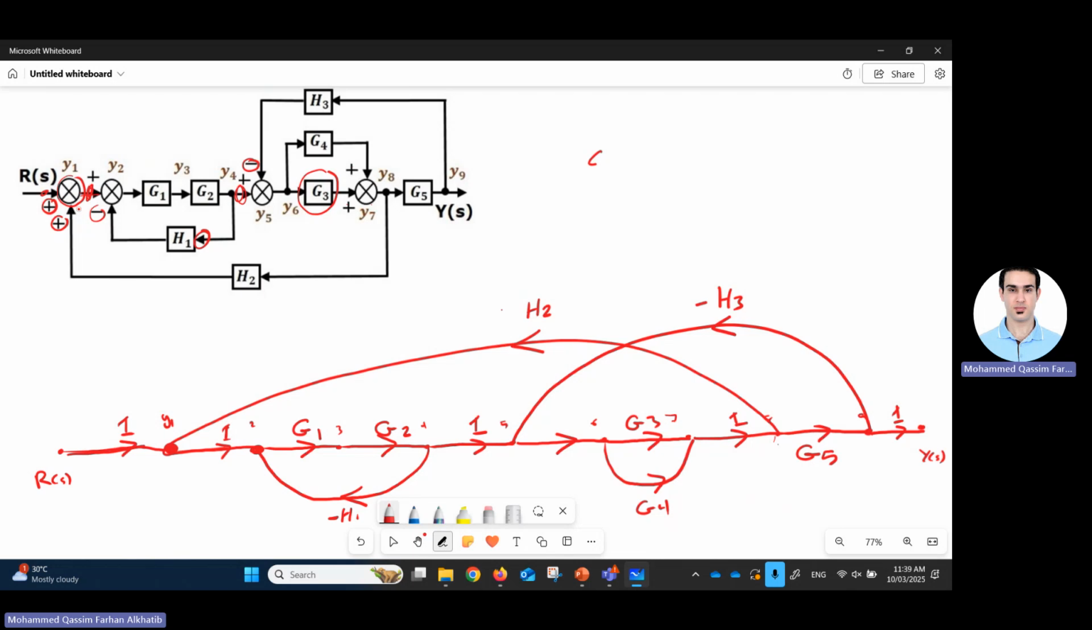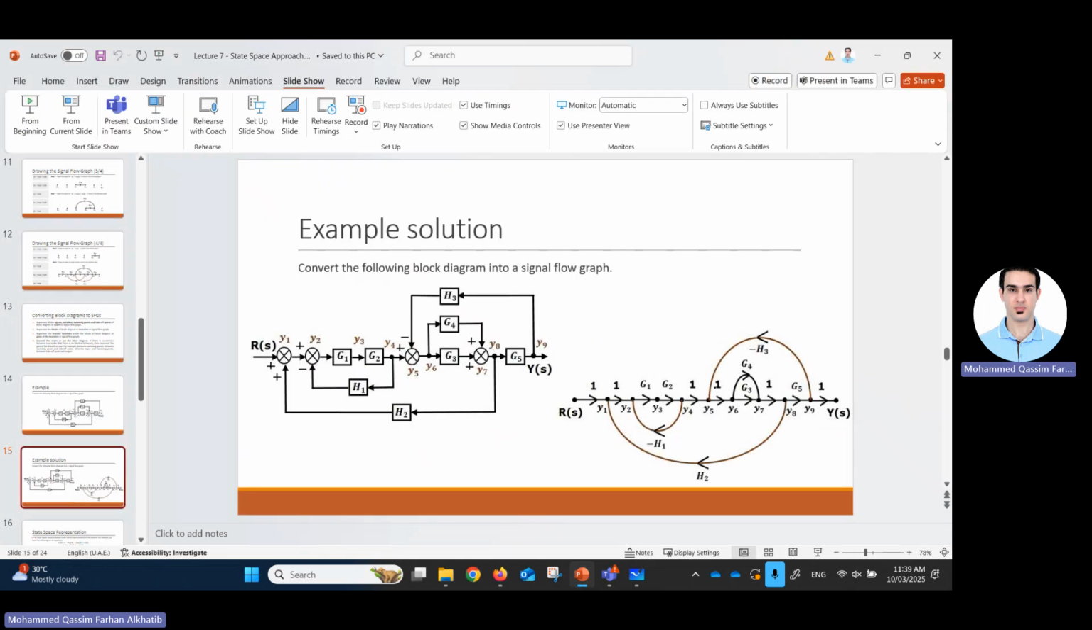So usually when you have a branch that has no explicit gain like this, you just give it the value of 1. And that's why you have a lot of ones here. Let me see if we have the same thing in the slides. Yeah, we have a lot of ones there. Clear? Did I answer the question? All right.